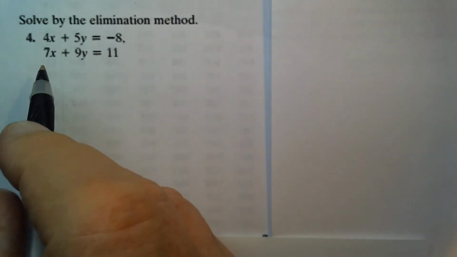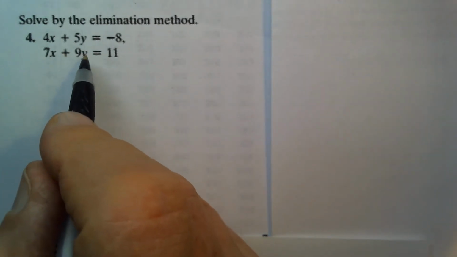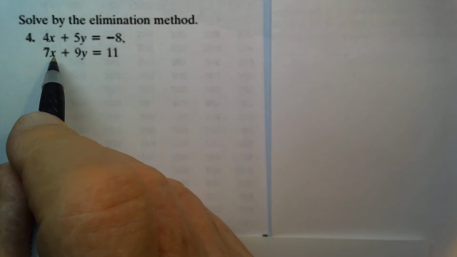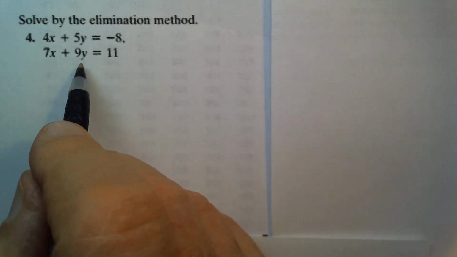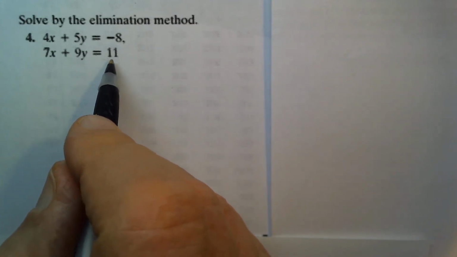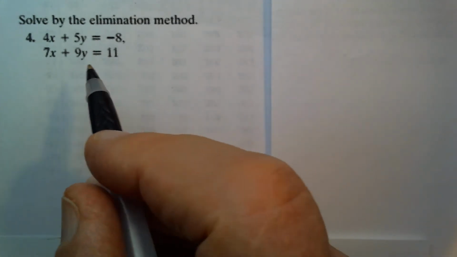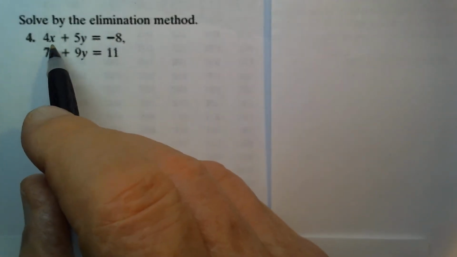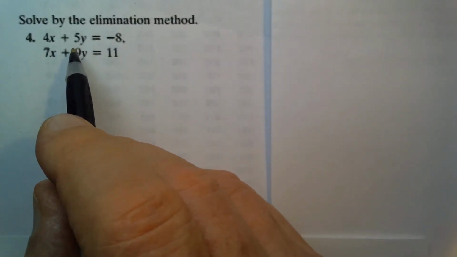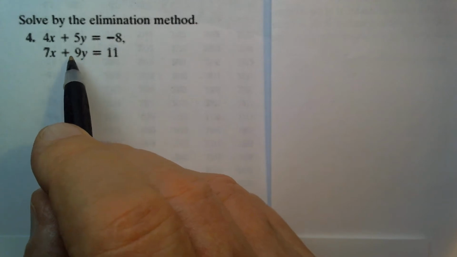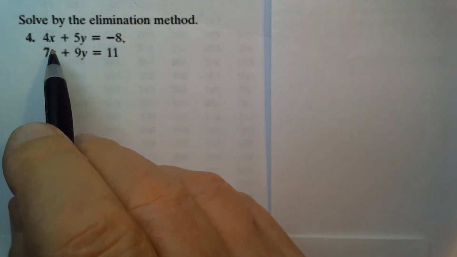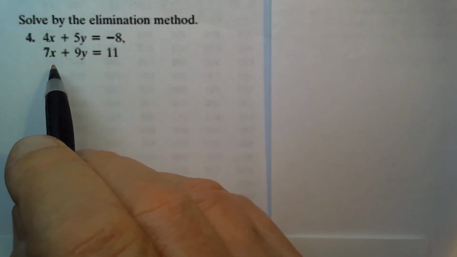Let's do exercise number 4. 4x plus 5y equals minus 8, and 7x plus 9y equals 11. Well, it doesn't really matter if you multiply one equation by another number. We won't get a number that would eliminate that. But look at it this way.